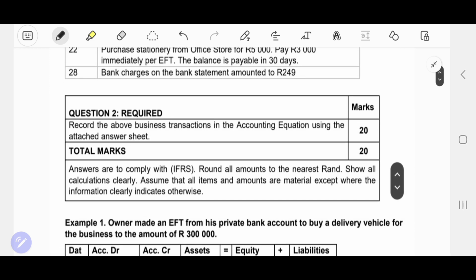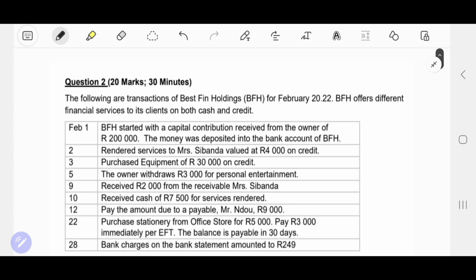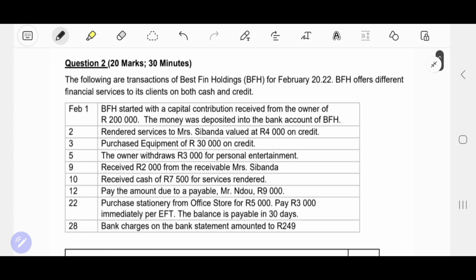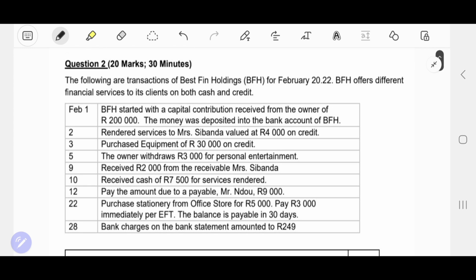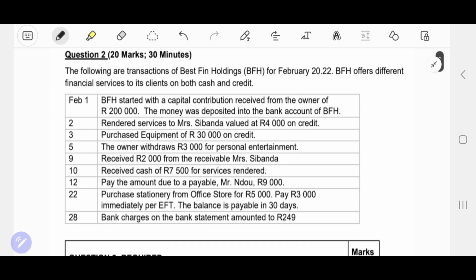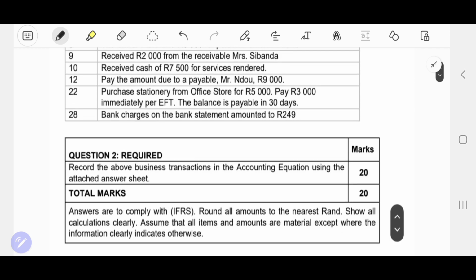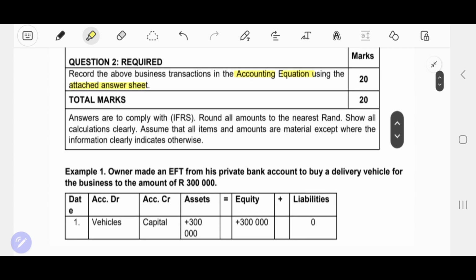So let's start with this question. This question is from a question paper from last year, EACC1614. It's a question paper from the previous year, 2022, and this was question 2, which was 20 marks for 30 minutes. The required, according to the question, is that we should record the above transactions in the accounting equation using the attached sheet, which is this sheet below.